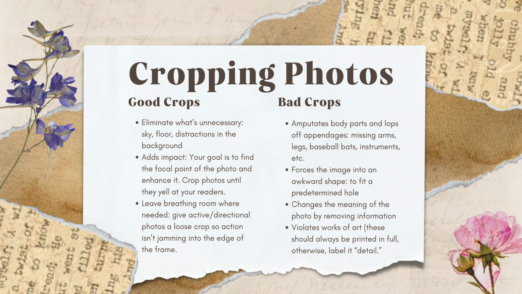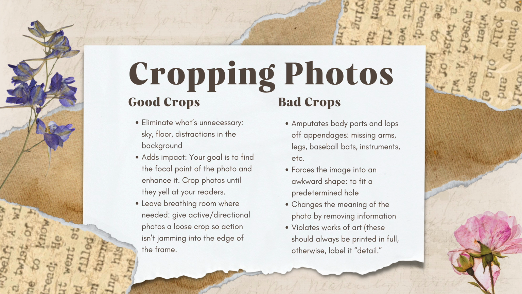Bad crops, we're going to be amputating body parts and lopping off appendages, so missing arms and legs, baseball hats, instruments getting cut off, all kinds of things like that we want to avoid. And most often this happens because a designer is trying to force a photo into a spot where it does not belong, and that is because sometimes designers will try and set up a horizontal oriented page before the art has come in or before they've had a chance to see it. And they don't want to switch it up when they realize that the best image is a vertical, so they'll try and put a vertical in a horizontal spot, and that just doesn't work. Again, let the photo tell you how it needs to be designed.